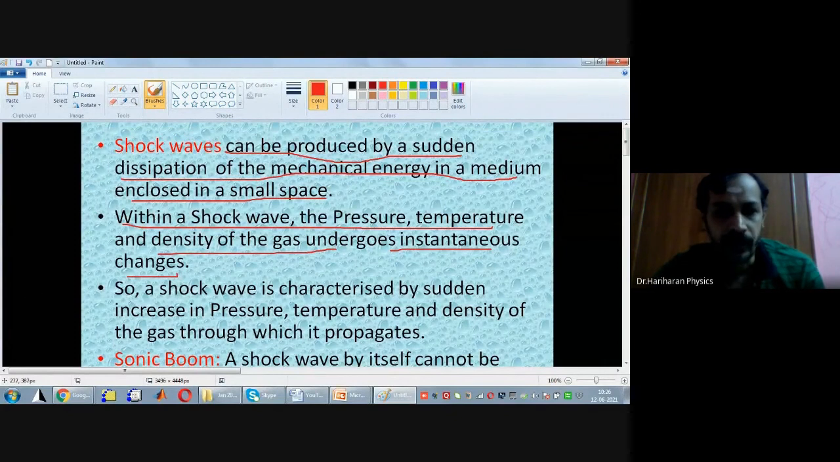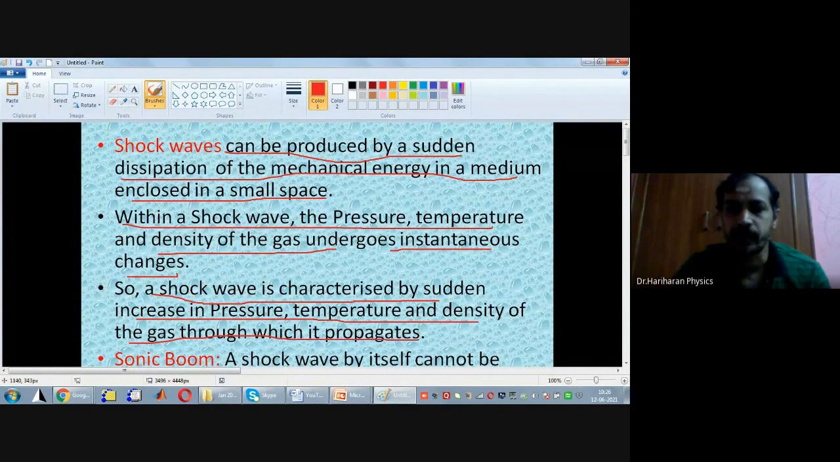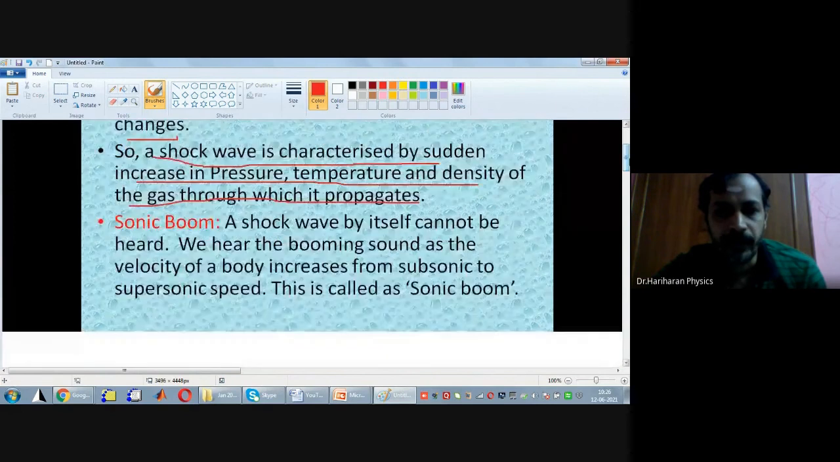So what does it boil down to? A shock wave is characterized by a sudden increase of pressure, temperature and density of the gas through which the object is moving, the object producing the sound waves. Next, what do you mean by sonic boom?